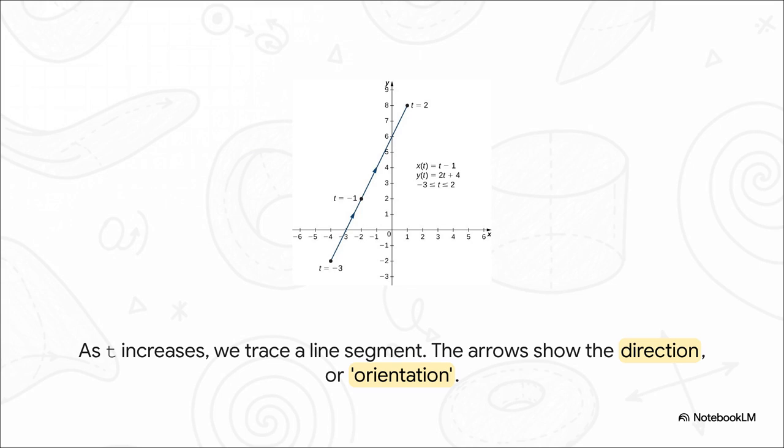But, and this is the really cool part, look at the arrows. A parametric equation doesn't just give you the shape, it gives you the direction of travel as time moves forward. This is called the orientation of the curve, and it's something a standard equation just can't give you.